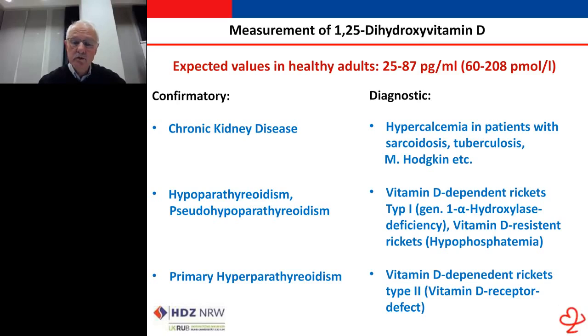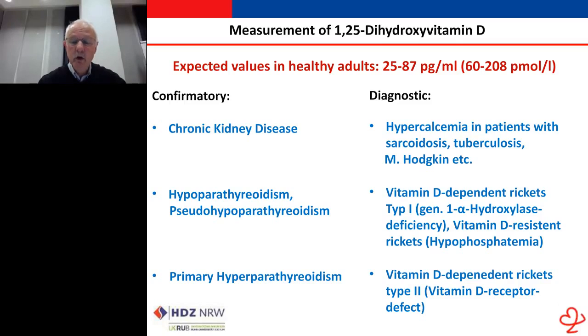But we can also use it for diagnostic reasons. For example, some patients may have hypercalcemia, and this hypercalcemia may be induced by high 1,25-dihydroxyvitamin D levels in the circulation, for example, in patients with sarcoidosis or with tuberculosis. And here we can use the test for measurement of 1,25-dihydroxyvitamin D.